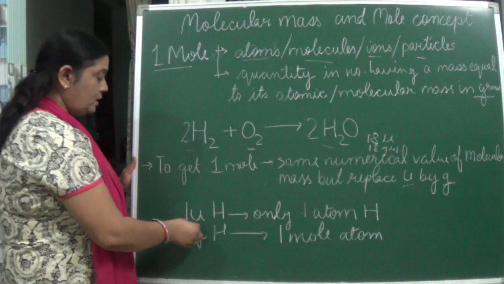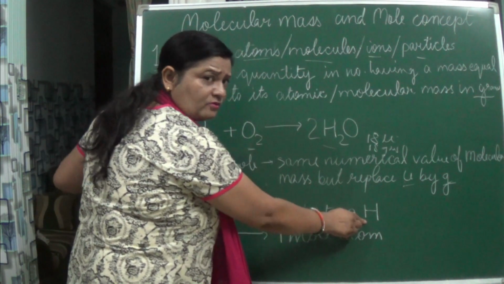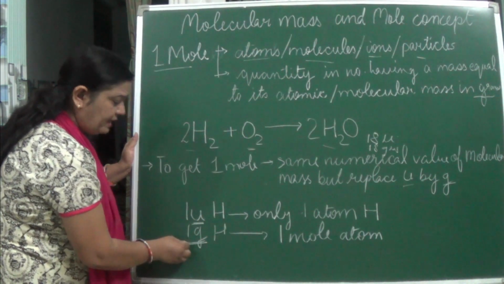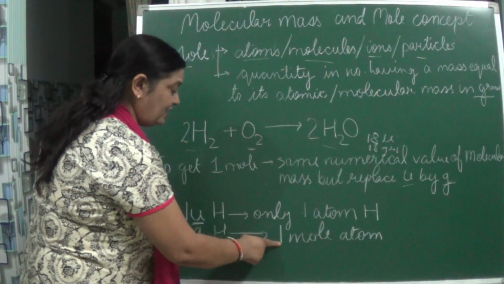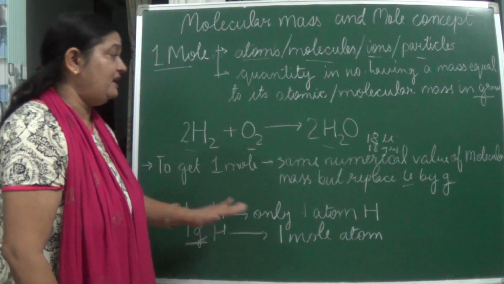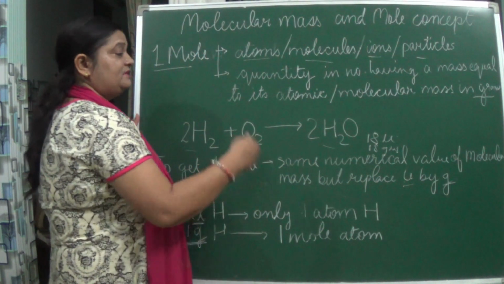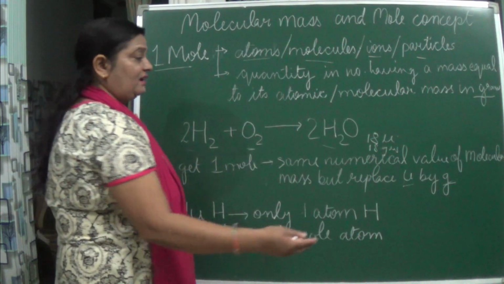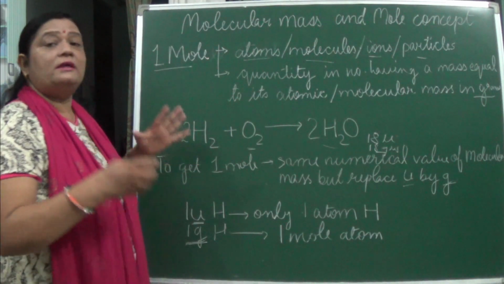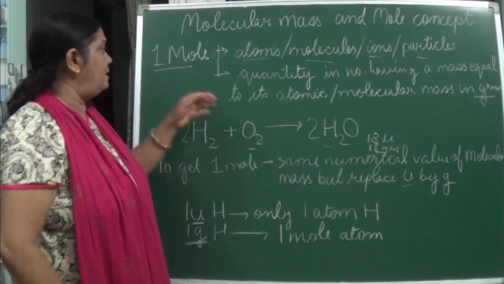Now here, 1 unified mass of hydrogen says only about 1 atom of hydrogen, isn't it? Here that unified mass is replaced by 1 gram of H. We say 1 mole of that hydrogen atom. Like that, if I say 1 mole of water, how many grams will it consist of? Only 18. Getting it, everyone? So here the whole mass is replaced by a number.